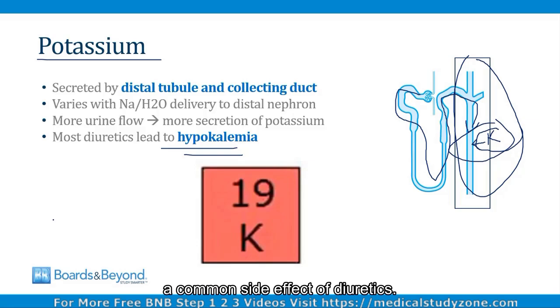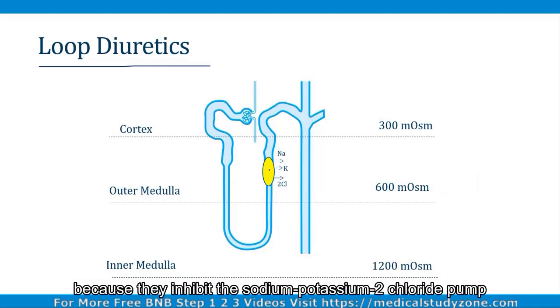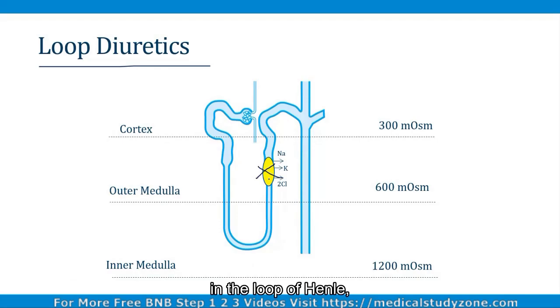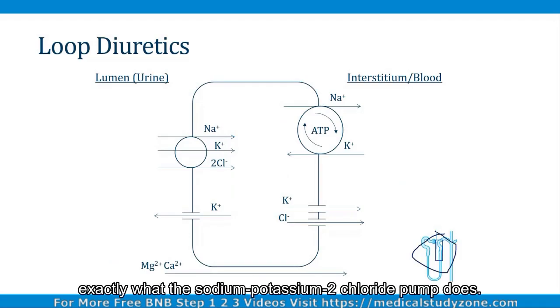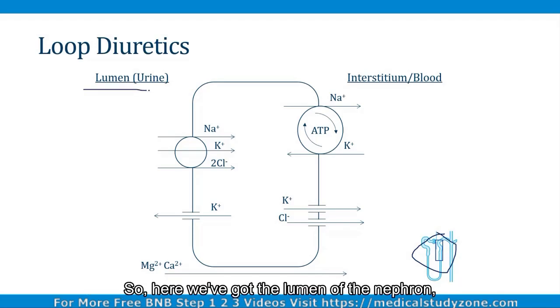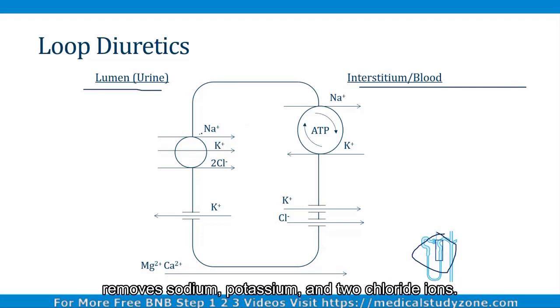a common side effect of diuretics. First group of diuretics we're going to talk about are the loop diuretics, and they're called loop diuretics because they inhibit the sodium-potassium 2-chloride pump in the loop of Henle, specifically in the thick ascending limb. In this slide, I've zoomed in on a tubular epithelial cell from the thick ascending limb so we can see exactly what the sodium-potassium 2-chloride pump does. So here we've got the lumen of the nephron where the urine is, and over here is the interstitium or blood. So the pump that's inhibited by loop diuretics removes sodium, potassium, and 2-chloride ions.